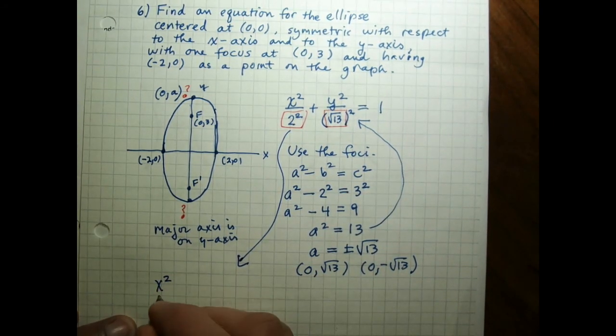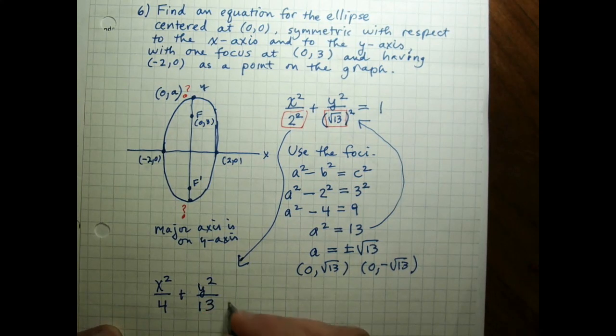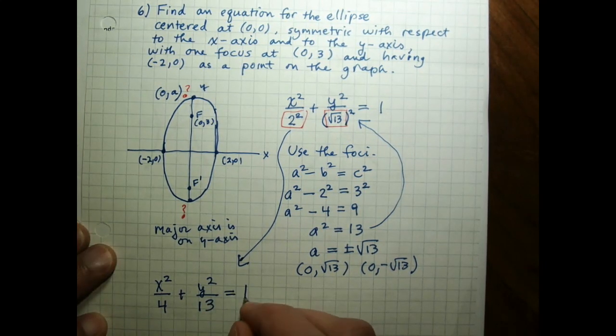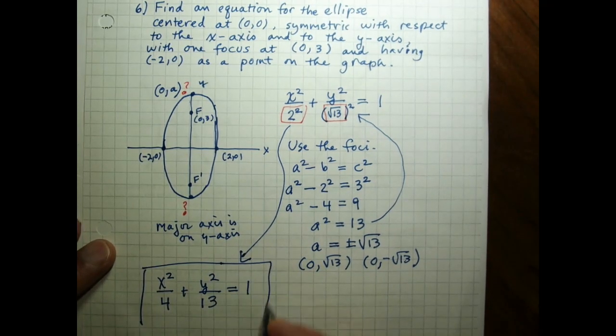So when we square those, we get x squared over 4 plus y squared over 13, after the square root is squared, equals 1. There's the equation of the ellipse that we're looking for in problem number 6, and that's the end of our ellipse exercises.